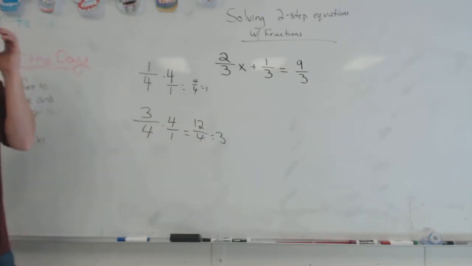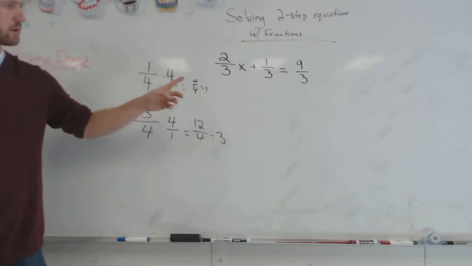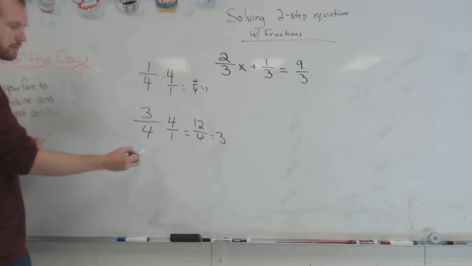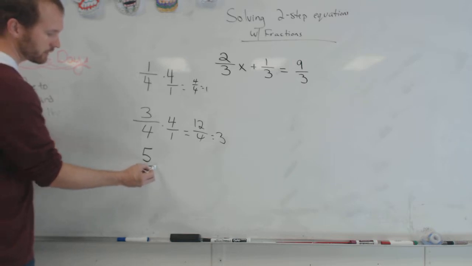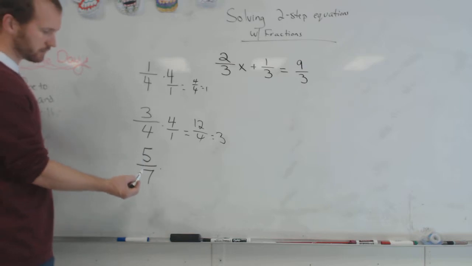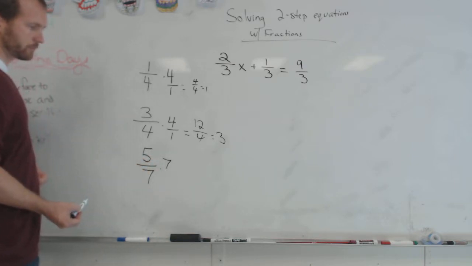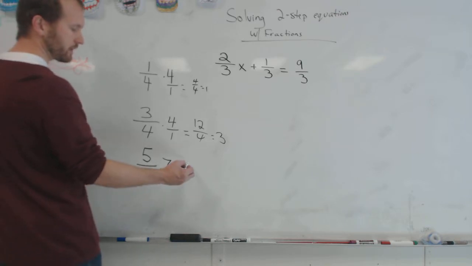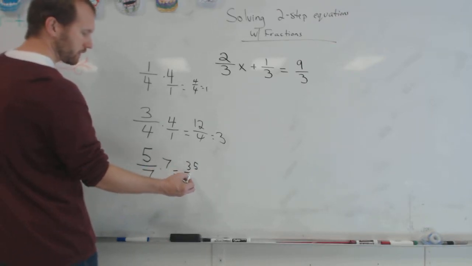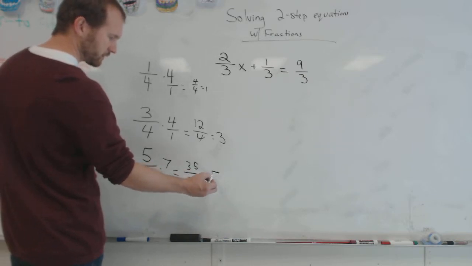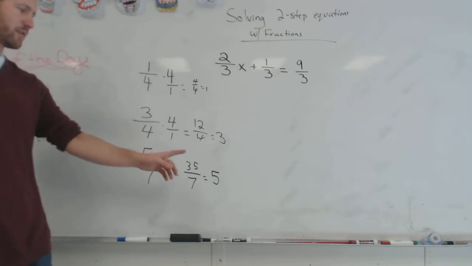Does anyone notice something about this number and this number? 1, 3. Let's do another one. 5/7. Multiply that times the denominator, 7. So 5 times 7 is 35 over 7. 35 over 7, though, is just 5. Wait a second. I've seen 5 before.